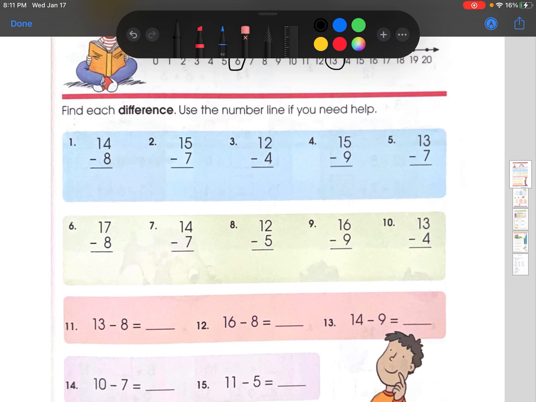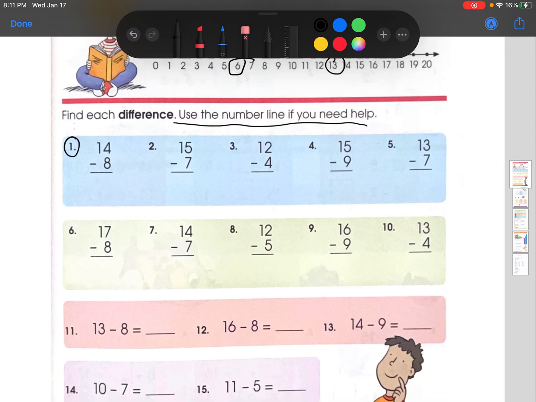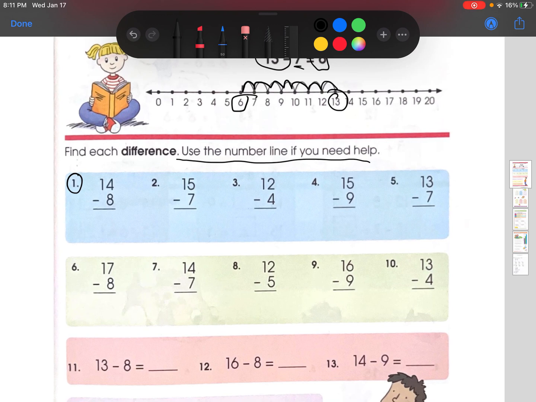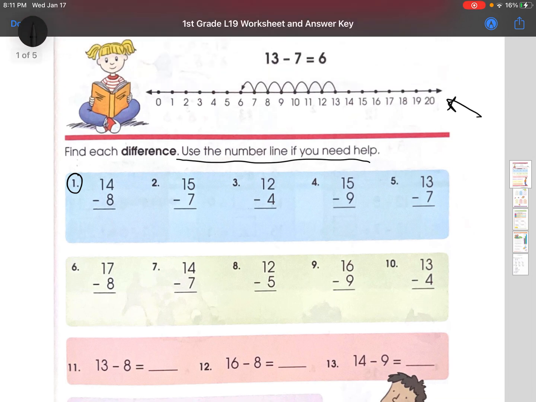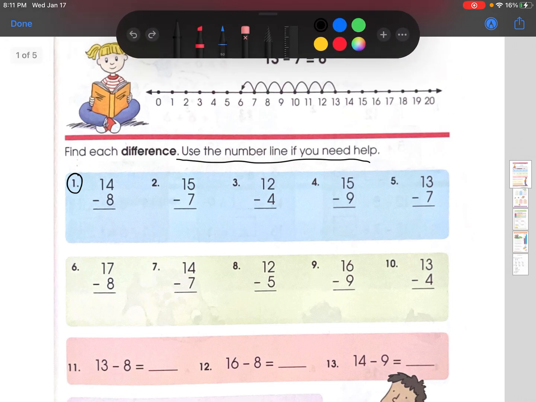Use the number line if you need help, but you don't have to if you can figure the answer out on your own. Let's just get straight into number 1. 14 minus 8. Let's just count. They gave us a number line here, so we could just use the one they gave us. So let's just get straight into it.